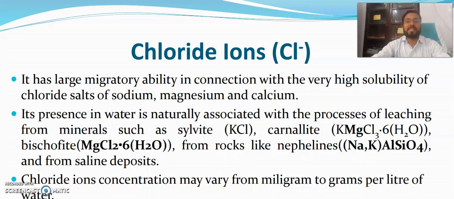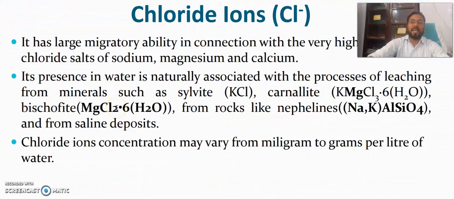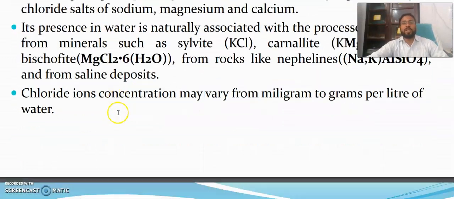It has a large migratory ability in connection with the very high solubility of chloride salts of sodium, magnesium and calcium. Its presence in water is naturally associated with the process of leaching from minerals such as sylvite, KCl, carnallite, KMgCl3·6H2O, bischofite, MgCl2·6H2O and so on. So chloride ion concentrations may vary from milligrams to grams per liter of water.